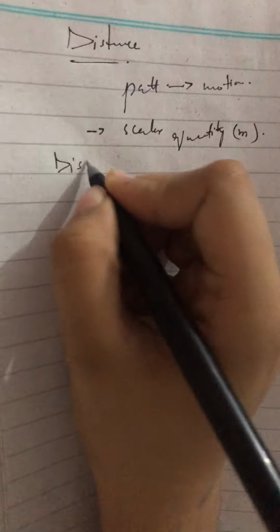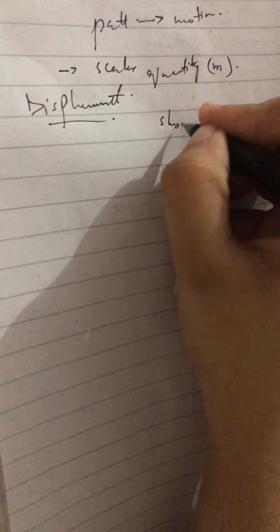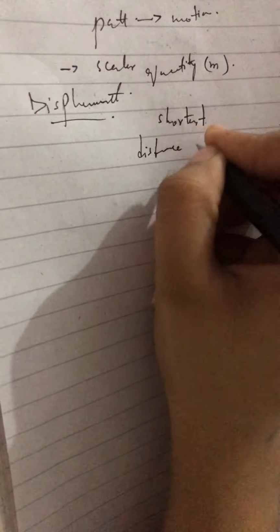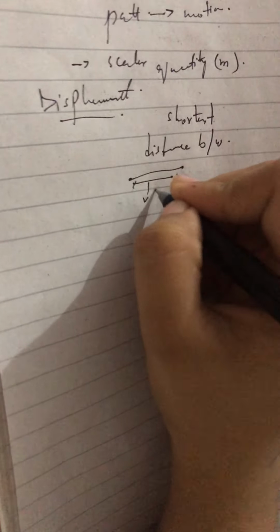Now if we talk about displacement, what is displacement? Shortest distance between two points, so that will be called displacement. Like if there is a body A and a body B, the shortest distance between the two bodies will be called displacement.